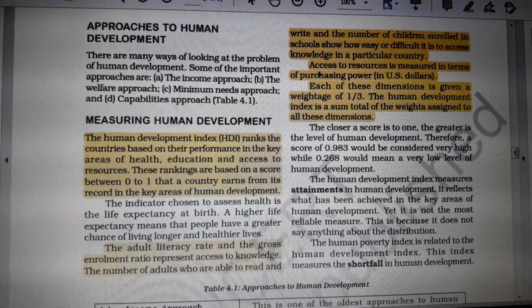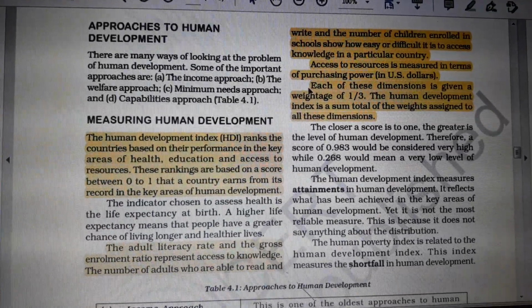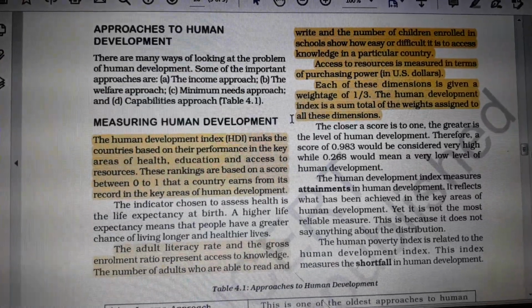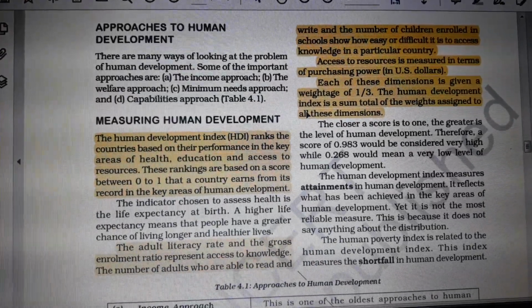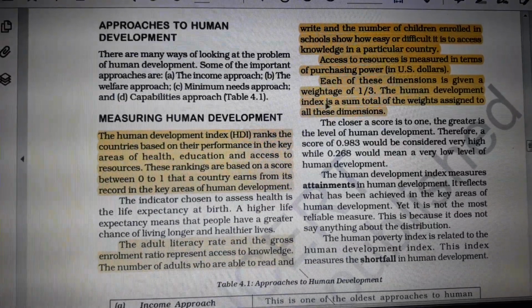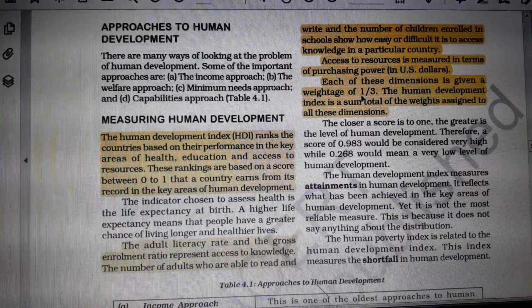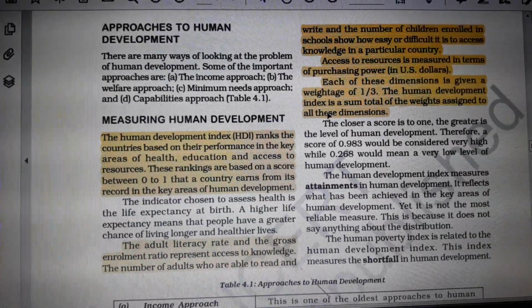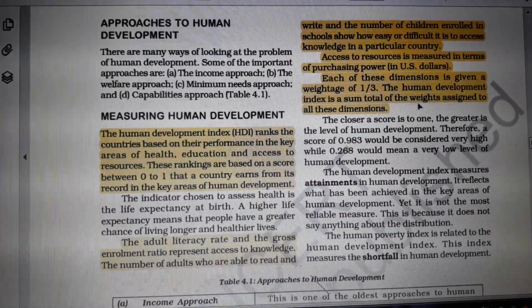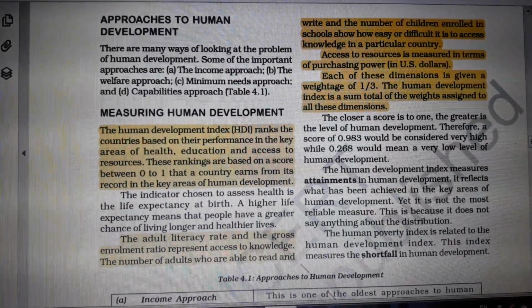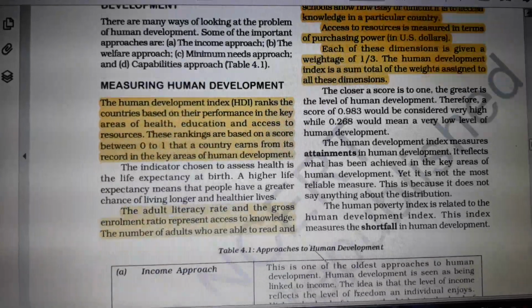Next, access to resources. Resource means purchasing power. So how are we calculating? We are taking the three together: health, education and empowerment. Each of these dimensions is given a weightage of one by three. The Human Development Index is the sum total of the weightage assigned to all these dimensions. Now we will see them one by one.